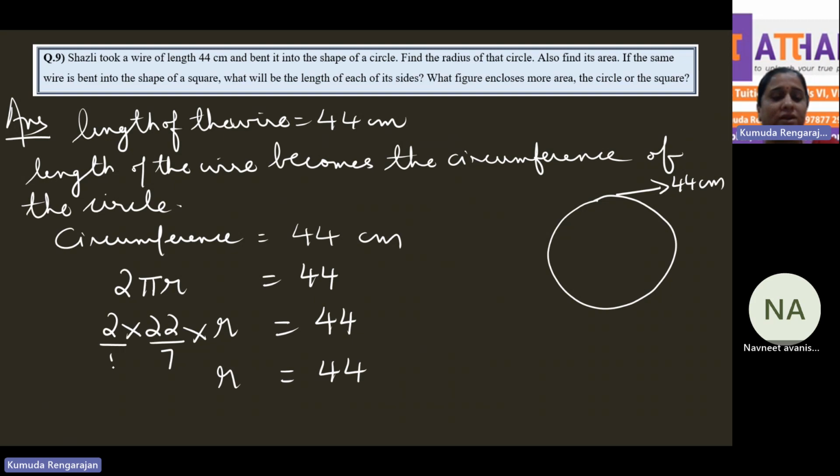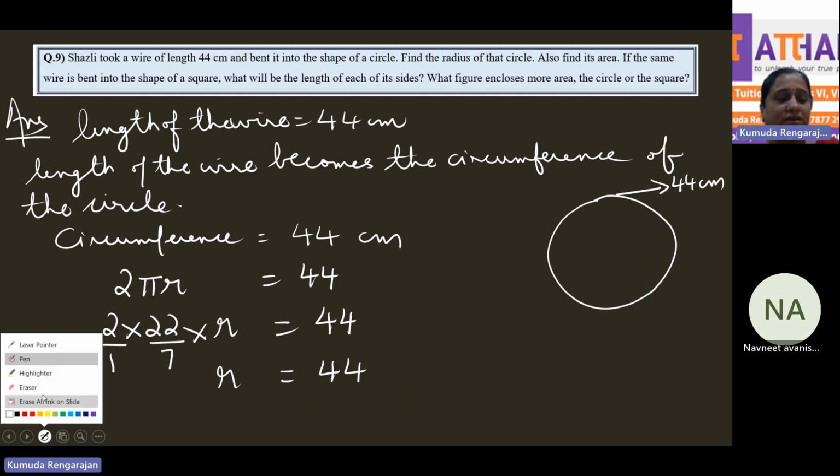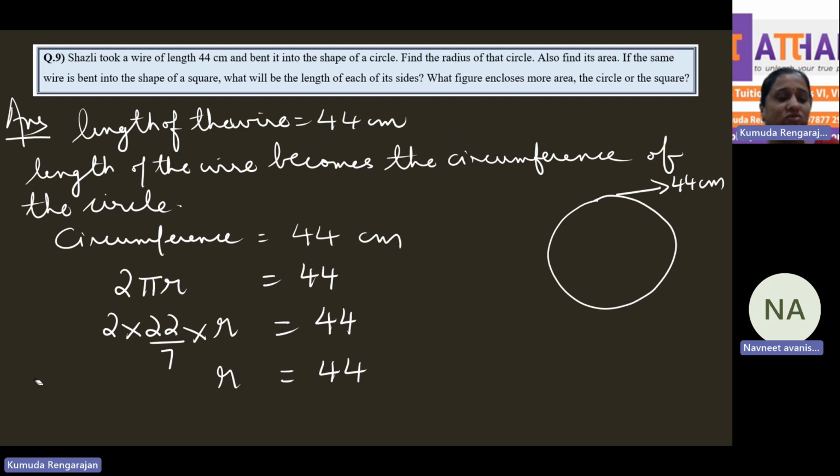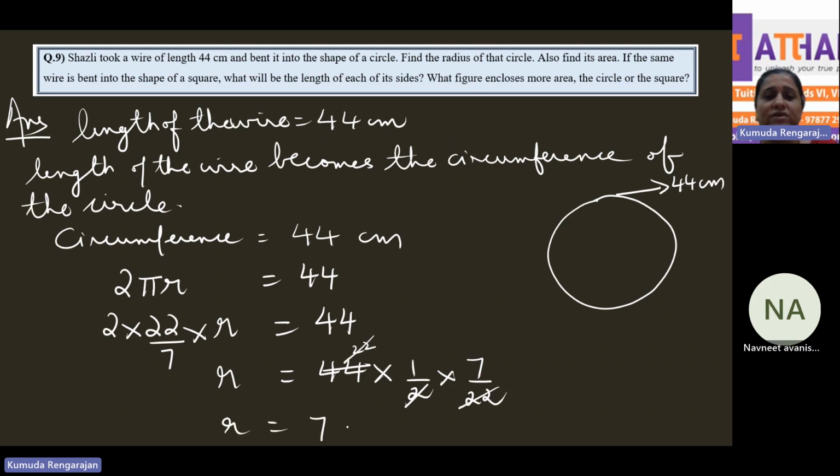Now 2 is 2 by 1, so it will become 1 by 2 on the other side, correct? And 22 by 7 will become 7 by 22. So now you can see 22 and 22 cancel. So r is equal to 7 centimeters. That means the radius of the circle is 7 centimeters, correct? Yes, ma'am. That only is the question.